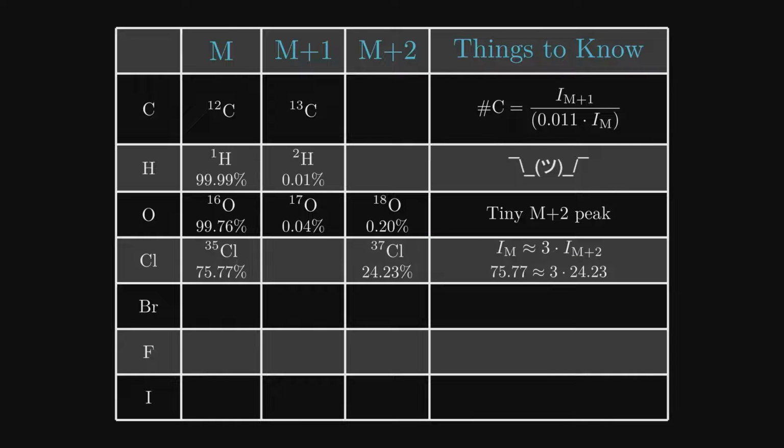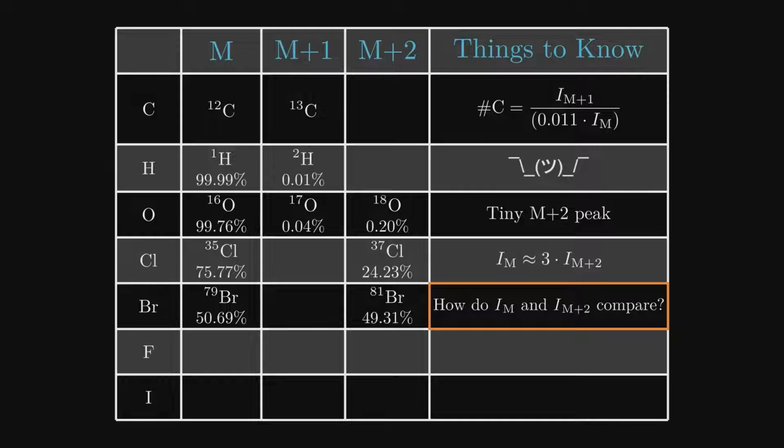Because chlorine-35 is about 3 times more abundant than chlorine-37. Similarly, bromine has 2 isotopes and can contribute to M and M+2 peaks as well. But given their abundances, what does this mean for those 2 peaks? It means they are roughly identical because the abundances are about the same.